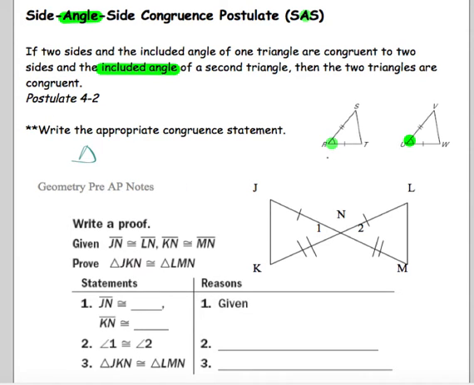Write the appropriate congruent statement. Again, this is naming these congruent triangles. Just name the first one however. And a lot of the time we give you the first one because it's easier to grade that way. So I named RST, starting at R, going around. Angle R was marked. That's why I started there. It makes it easier for me.